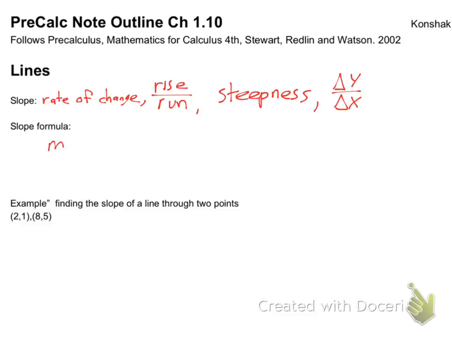Slope formula. We like to use m for slope. I don't know why, but we use m. And the slope formula is... No, it's not y equals mx plus b. That is our slope-intercept form.